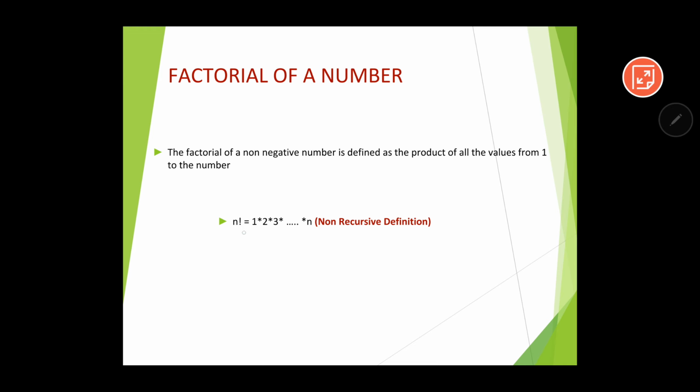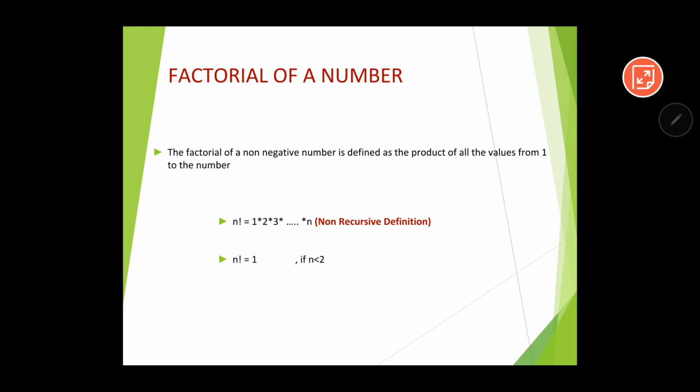So factorial n will be 1 into 2 into 3 into ... up to n, but this is a non-recursive definition. Why? Because we are just multiplying the terms, but here we are not interested in the non-recursive definition. We are interested in the recursive version of the same.